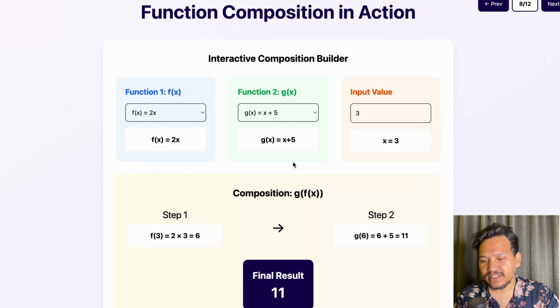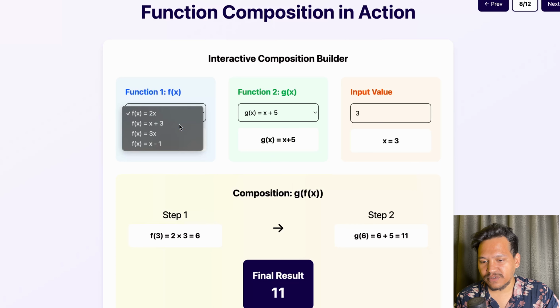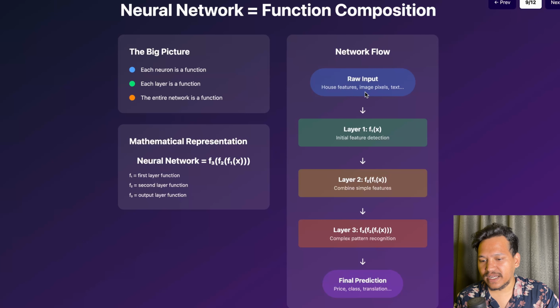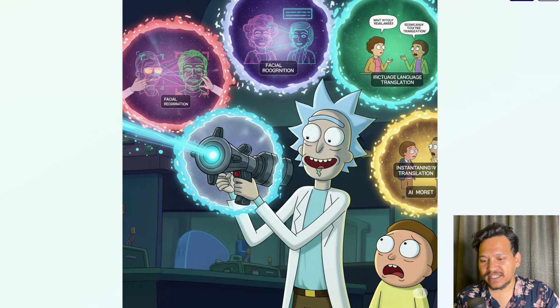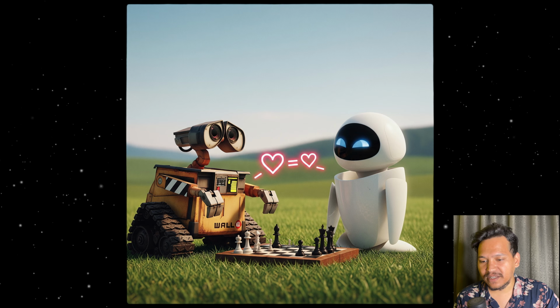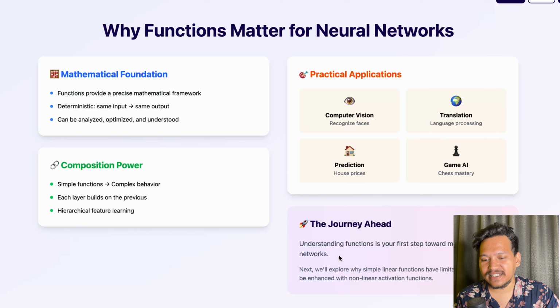We can think of a neural network as f3 of f2 of f1 of x. It can be a chain where f1 is the first layer function, f2 is the second layer function, and f3 is the output layer function. By composing simple linear functions, and we will add non-linear functions later, we can recognize faces in photos, translate languages, predict house prices, play chess at superhuman level. It all starts with understanding that we are just composing mathematical functions.